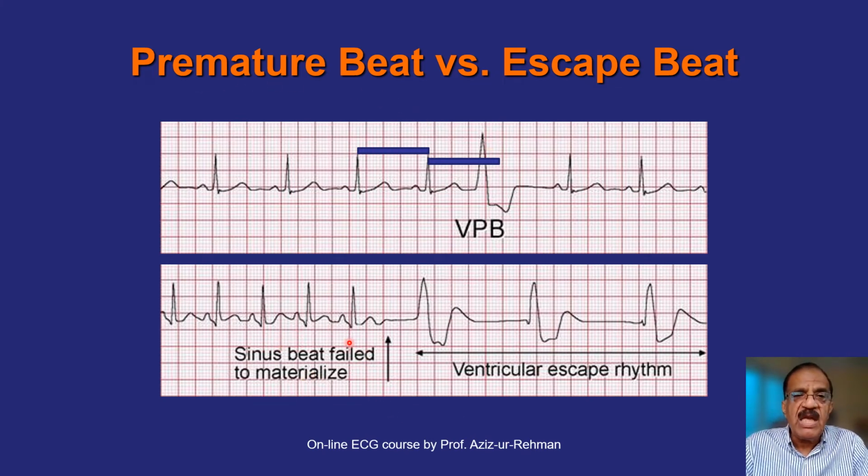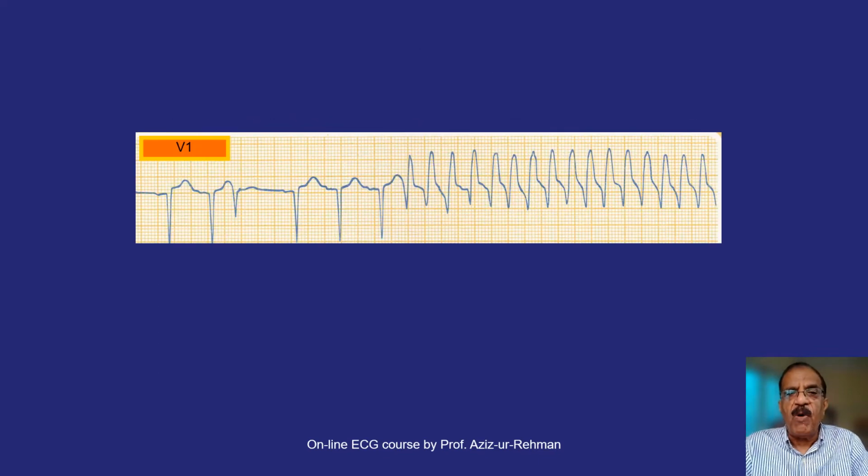But if you apply the same principle here, this is the normal and the next one was expected here. Since SA nodal activity did not occur, an ectopic pacemaker took over, and this would be called an escape beat. The morphology of premature beat and ectopic beat is the same if the origin of both is the same, but the timing is different. An escape beat comes after a normal sinus beat is missed.